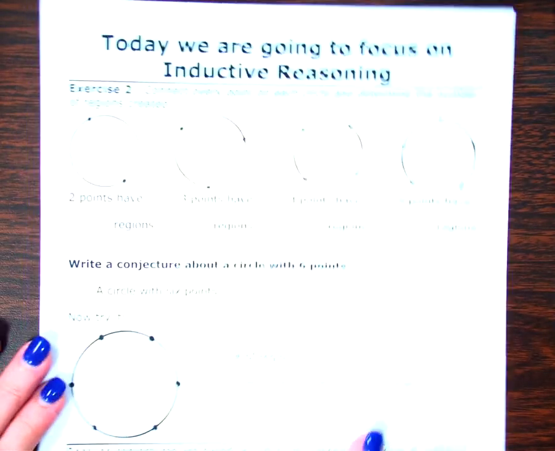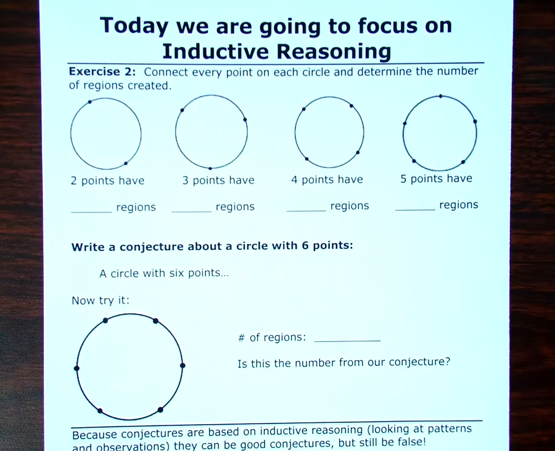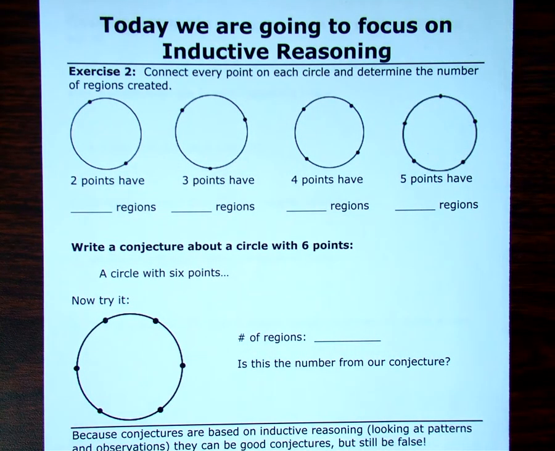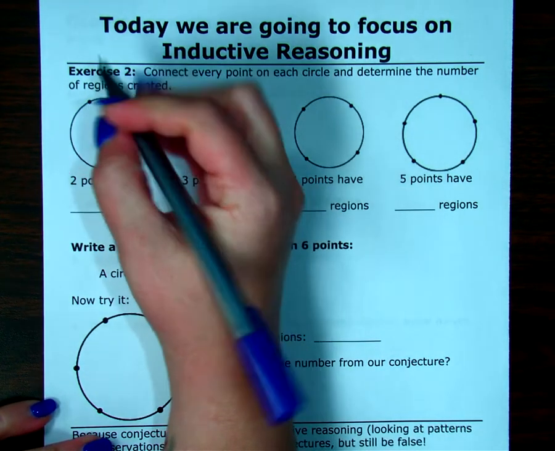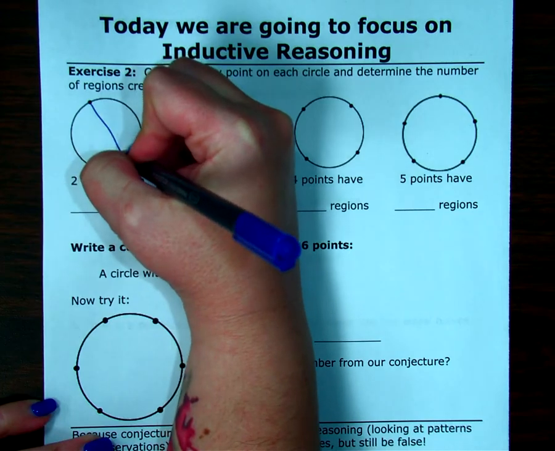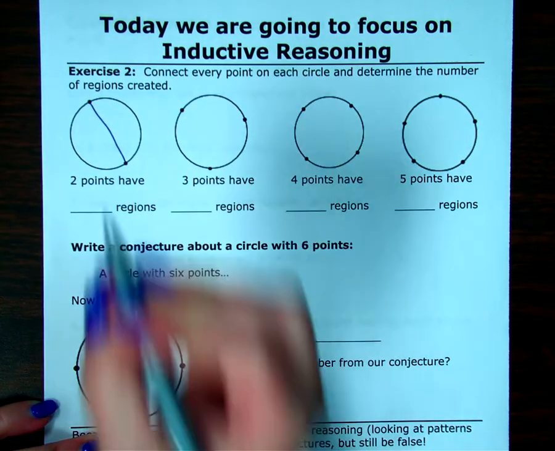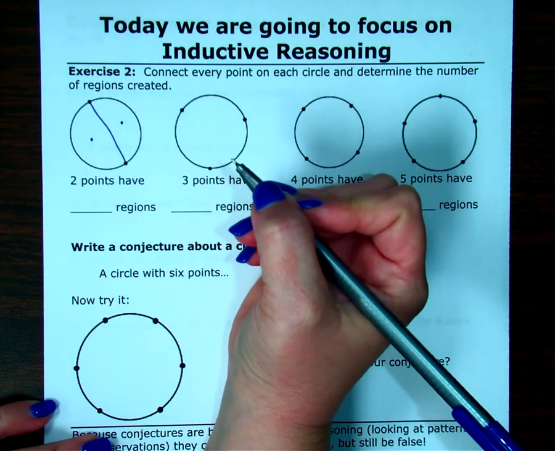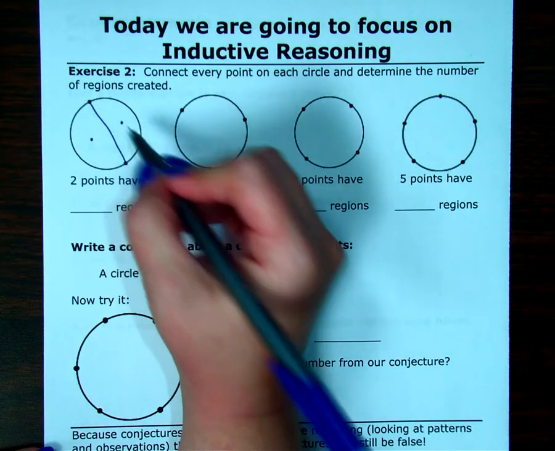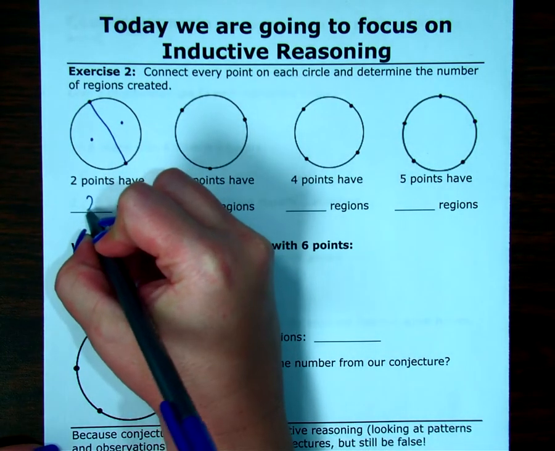All right, so as we continue focusing on inductive reasoning, we're going to connect every point on each circle and determine the number of regions created. So what we mean by that is if I have 2 points on the circle and I connect them, how many regions did I create? I have one region here and another section here. So it's just like how many sections have we divided the circle into? 2 sections, right? Or 2 regions.